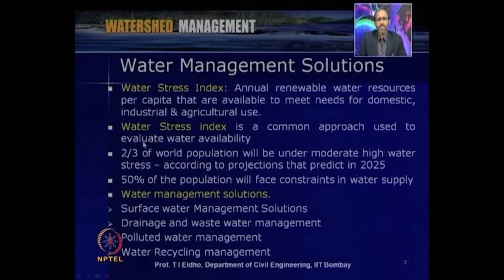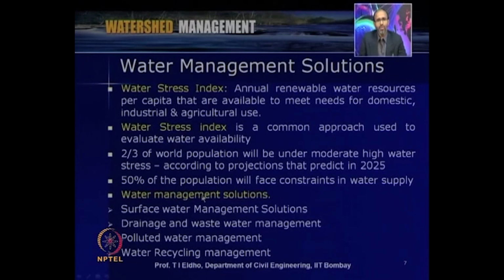As we were discussing earlier also, about two-thirds of the world population will be under moderate to high water stress according to the projection for 2025, and 50% of the population will face constraints as far as water supply is concerned. So that way water recycling is one important solution that we can look into.